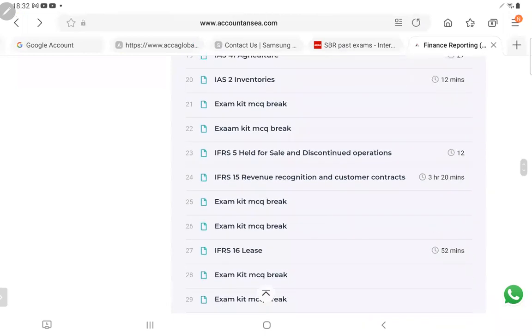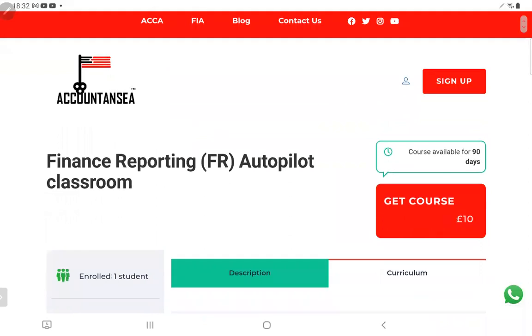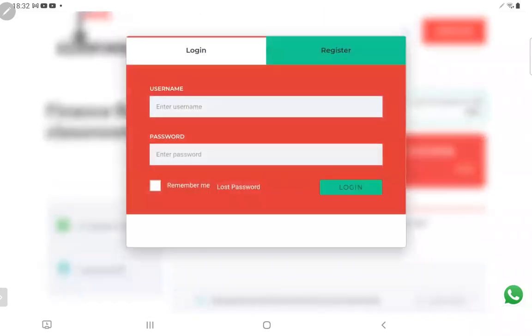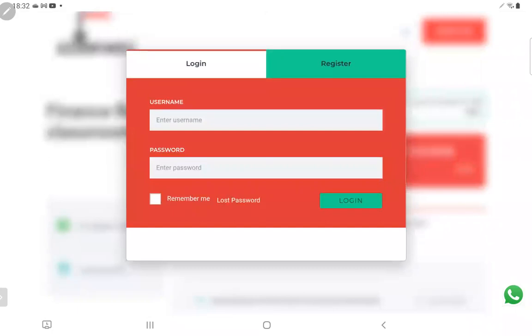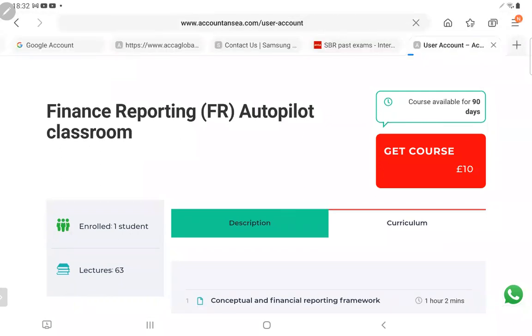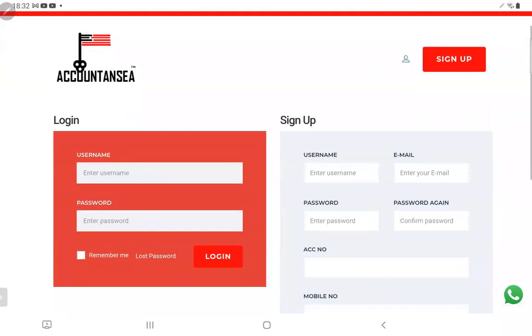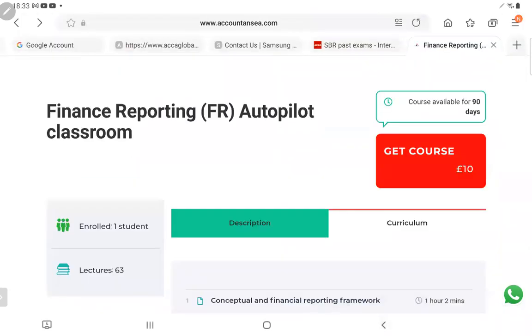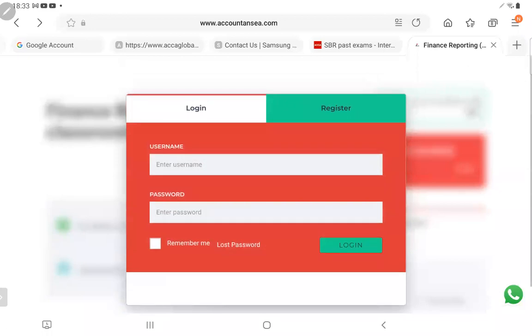Now, those who are not enrolled already and want to enroll, let me explain how you can get enrolled. It is very simple and easy. You will click on get course, and firstly you need to sign up yourself if you are not registered on the website. You will choose whatever username you want, your email address, and write an eight-character password. In the ACCA number field, you will write your ACCA registration number and your cell phone number, and then you will register on the website. When you have registered, you will go to get course, enter your username and password, and log in.